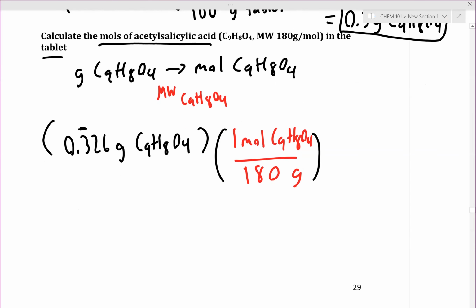Okay, let's now punch this into our calculator, and I'll showcase that on the document camera just to make sure we're all on the same page. So we're going to enter 0.326 divided by 180. And that in turn gives us 0.002 moles.